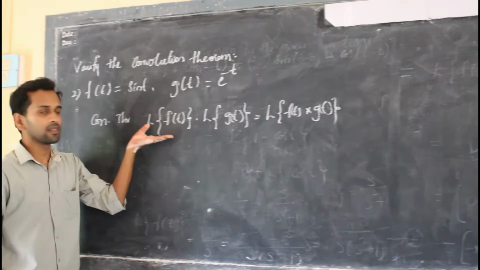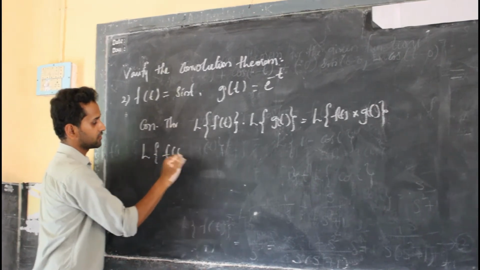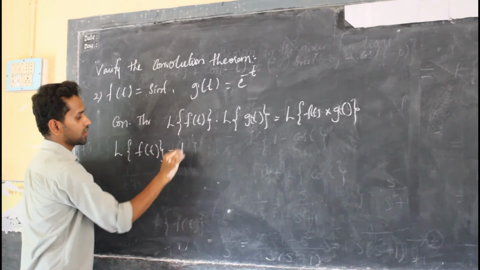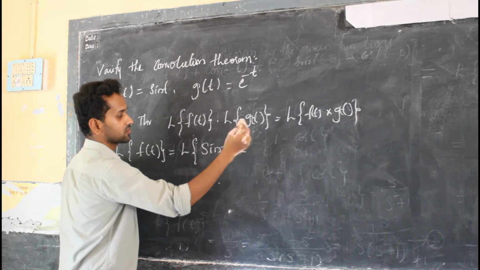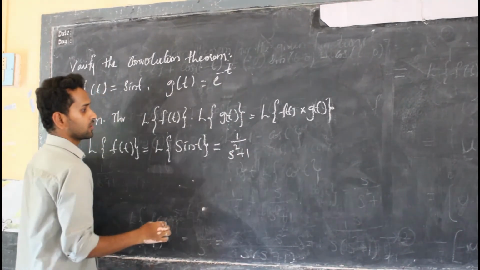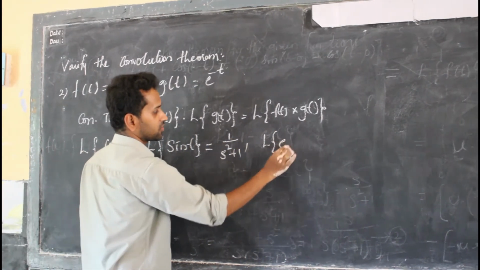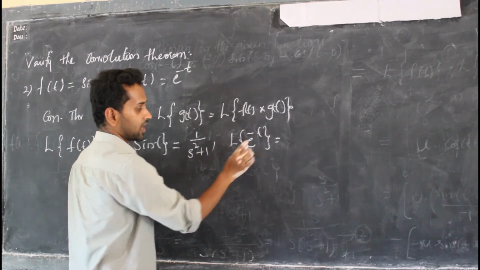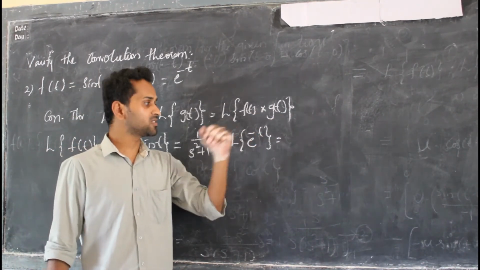So I am considering the left hand side. The Laplace transform of f of t equals the Laplace transform of sin t, which I have here. This becomes 1 divided by s square plus 1. And the Laplace transform of g of t, that means the Laplace transform of e to the power of minus t. The Laplace transform of e to the power of a t, we know, is 1 divided by s minus a.